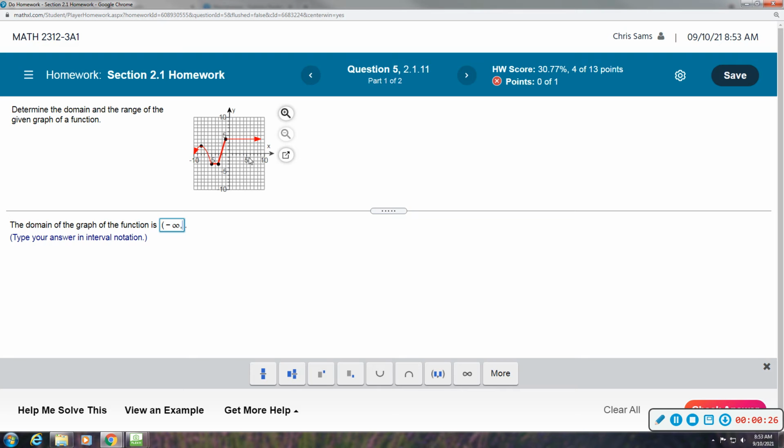And then as we trace it to the right, this right arrow is going to the right side of the graph, which is on the positive x side. So it's also going toward infinity on the positive side. So our domain is from negative infinity to positive infinity.